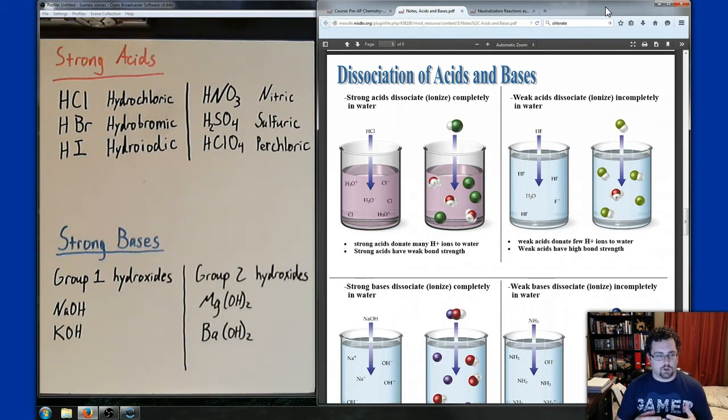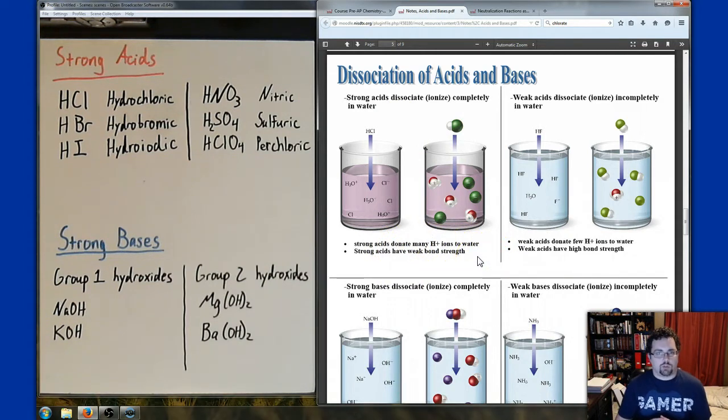Like for instance, hydrochloric acid, which is one of the stronger acids, will dissociate into both hydrogen ions and chloride ions. Those hydrogen ions, as we can see in the picture right here, will attach to a water and make hydronium, H3O+. And then the chloride ions, Cl-, will float around in the liquid. Hydrochloric acid is what we call a strong acid because all of it, or mostly all of it, will dissociate in the liquid. And so it's going to donate many H+ ions to water, as it says right there.